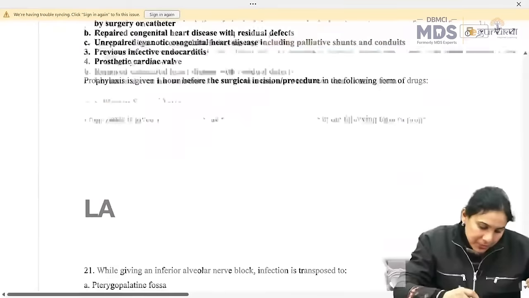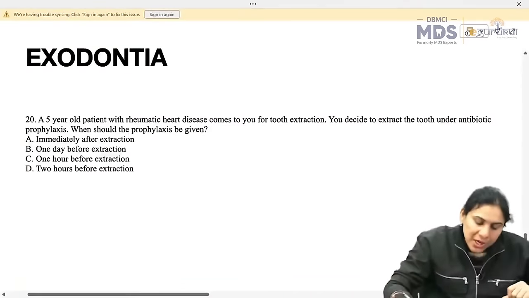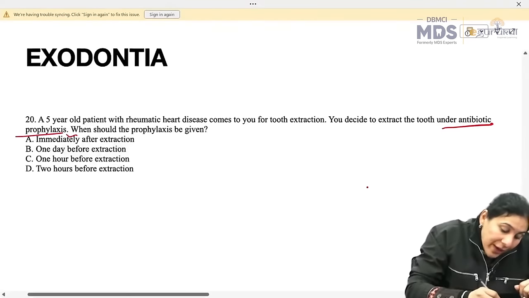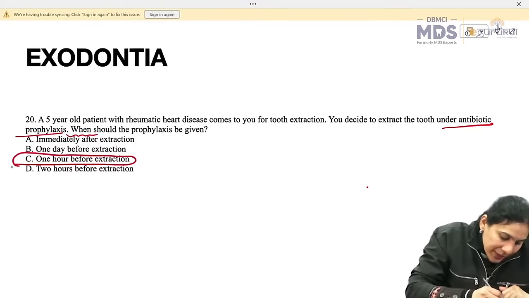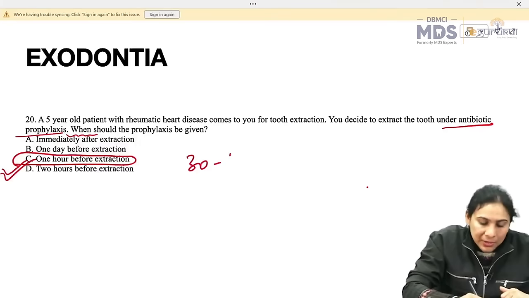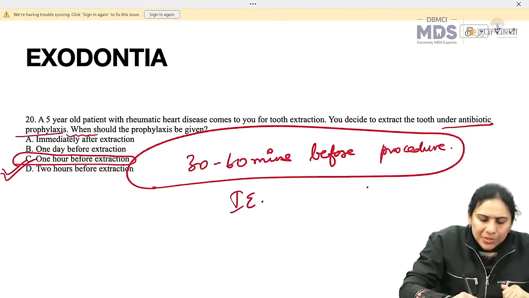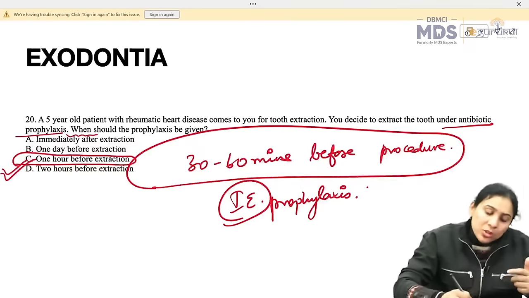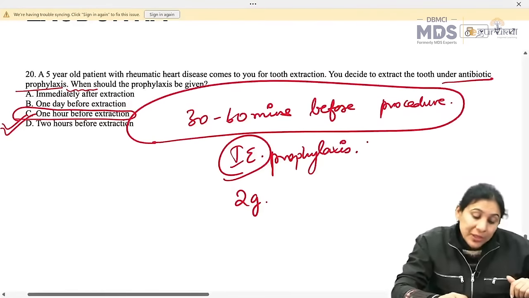The last question in exodontia, no, the second last question. A 5-year-old patient with RHD comes to you for tooth extraction. You decide the tooth extraction under antibiotic prophylaxis. When should you give the prophylaxis? We all know we give it 1 hour before extraction. The current guidelines suggest that 30 to 60 minutes before procedure. IE prophylaxis, so many questions are asked previously. Sometimes they will ask you the dose of augmentin, the dose of amoxicillin is 2 grams. 1 hour before surgery, the dose is different in children, the dose is different in adults.